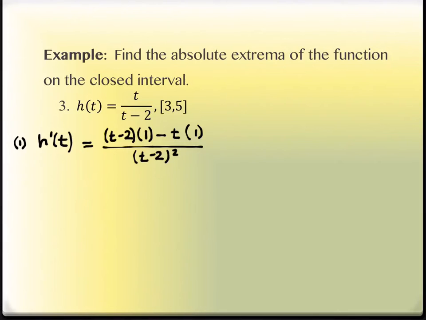Make sense? So how does that numerator simplify? It is just negative 2. I get t minus 2 minus t, which is negative 2, over t minus 2 squared. Okay, so here's the deal. We're supposed to set this equal to 0, right? When does this equal 0?